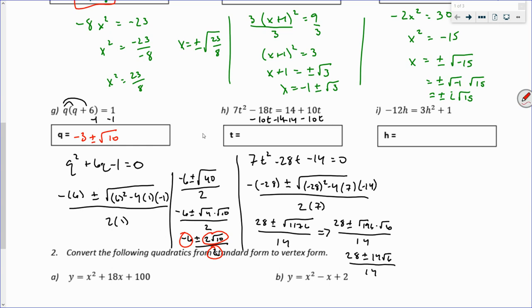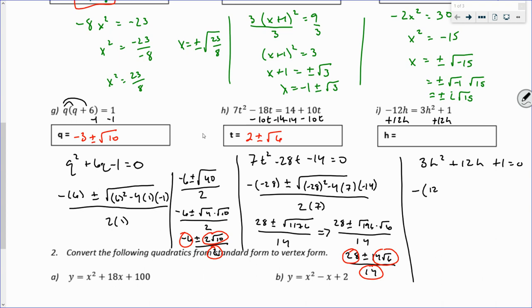Now, again, there's 3 terms. You notice this is divisible by 14, this is divisible by 14, and this is. So we go 2 plus or minus root 6. All right, moving on to the last one. We'll add 12h over so that we can get it equal to 0. Again, I don't think I'm even going to bother trying to factor it, so straight into the quadratic formula.